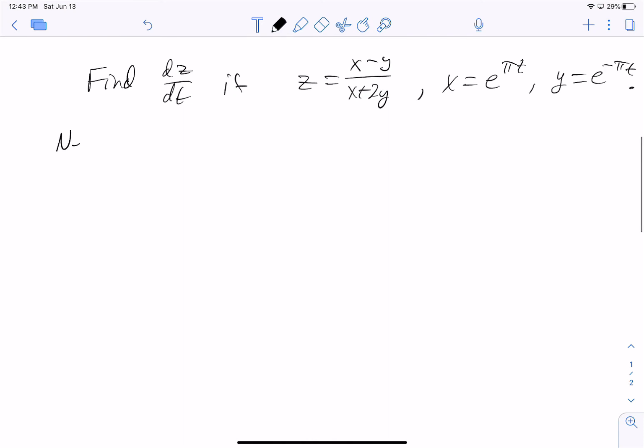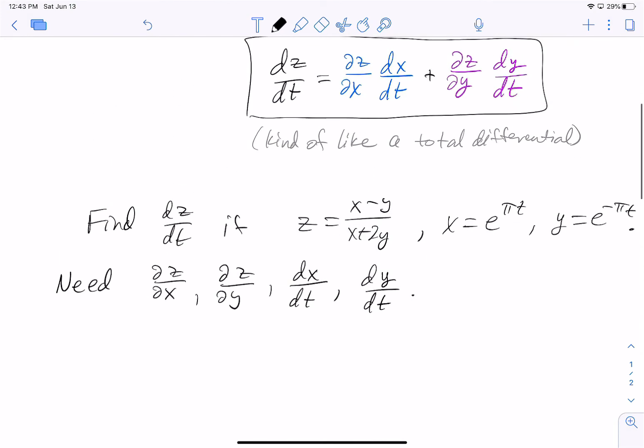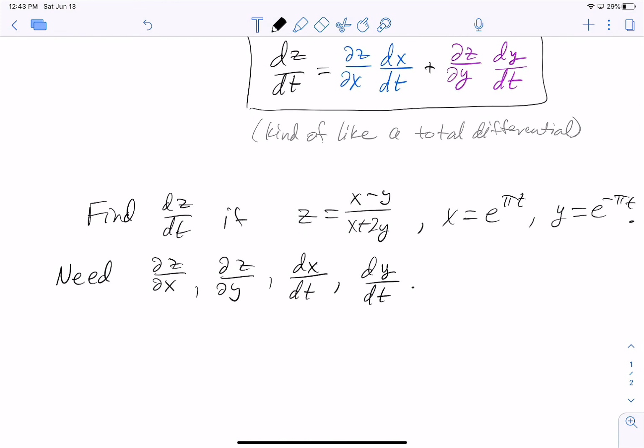For the chain rule, we need some parts. We need the partial of z with respect to x, the partial of z with respect to y, the derivative of x with respect to t, and the derivative of y with respect to t. Now, folks, you've seen the formula. You know how to find derivatives, partial and full. And so I'd like for you to go ahead and pause the video and work this one out.